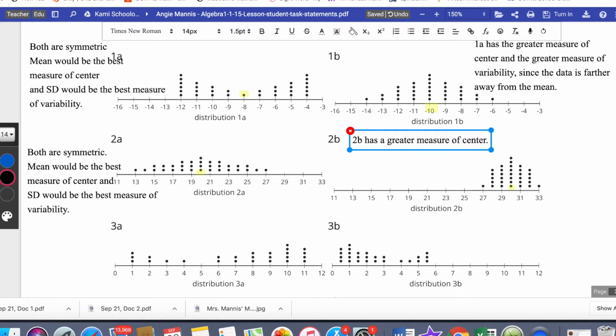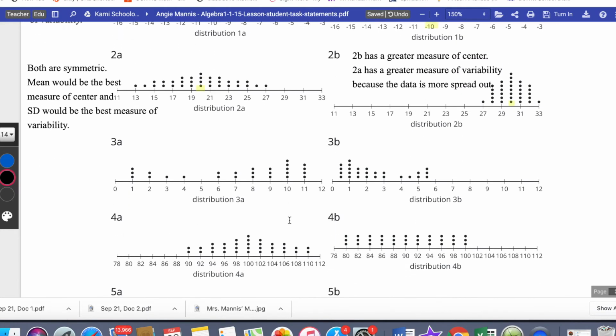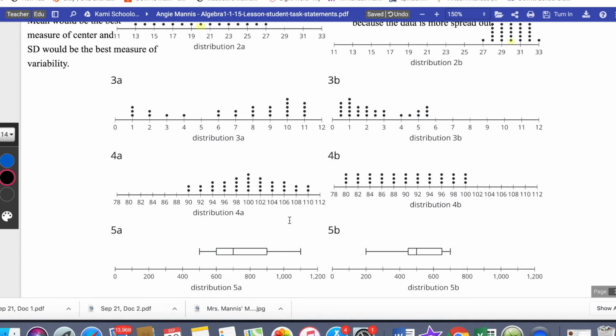But looking at the variability, you look at which one has the data that's more spread out, and that would be 2A because the data is more spread out for 2A. 2A has a greater measure of variability because the data is more spread out. You could say that, or you could say that it's farther away from the mean. Either would be fine. Okay, looking at 3A and 3B, these are not symmetric.